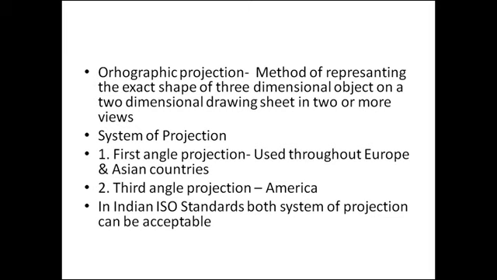So when we show an orthographic projection on paper or a drawing sheet, there is a system of projection. There are two systems of projection. The first one is first angle projection and the second is third angle projection. We use both. So what is first angle projection and what is meant by third angle projection?